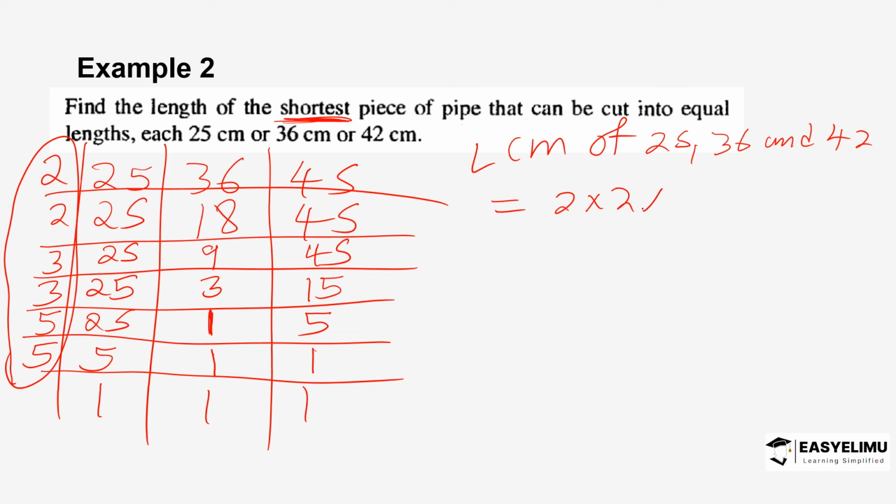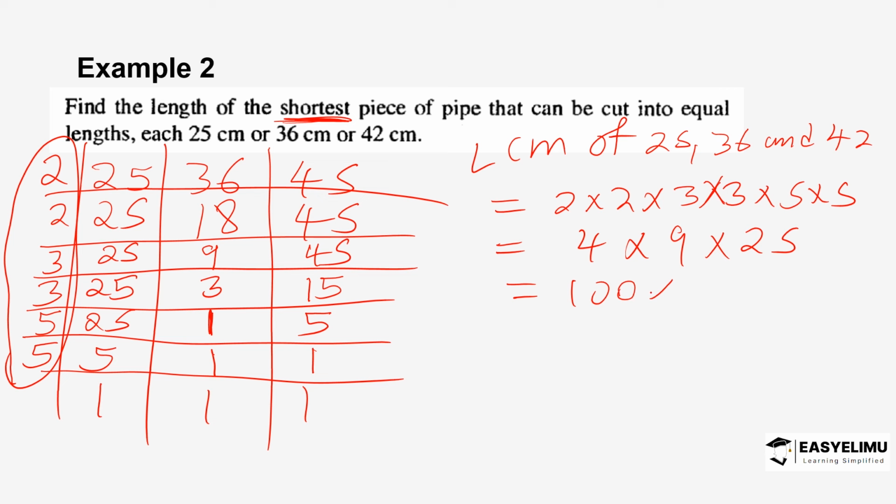So 2 by 2, by 3 by 3, by 5 by 5. So 2 by 2 is 4, 3 by 3 is 9, and 5 by 5 is 25. So you multiply two numbers that will give us a number ending in a 0. That is 25 and 4. So 25 by 4 is 100, and then you multiply by 9.